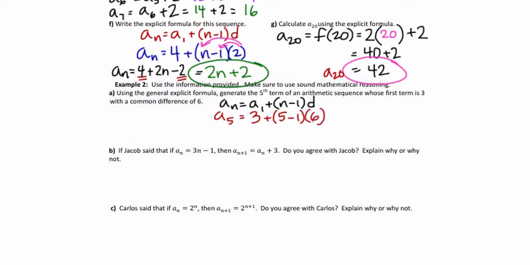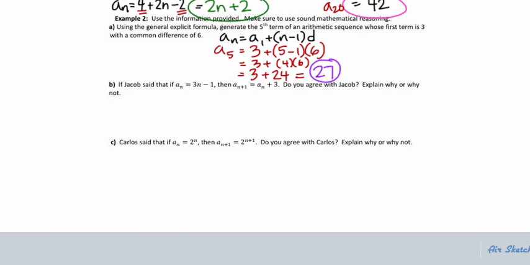Following our order of operations, we need to work parentheses first, then multiplication, then we can add. So, parentheses, 5 minus 1 gives us 4. Then we can multiply. And finally, we can add. So our final answer is going to be 27. So the fifth term in this sequence is 27.